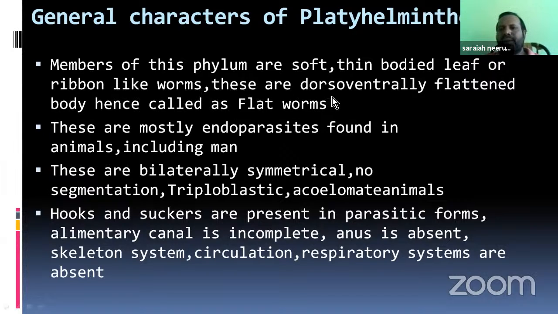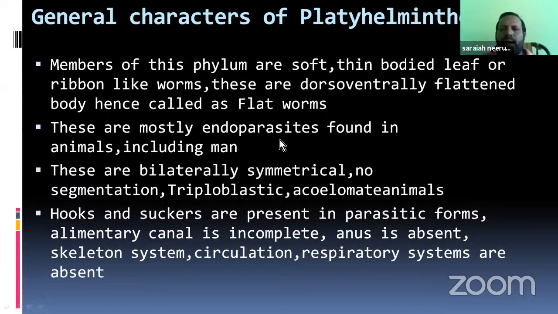These are dorsoventrally flattened. Dorsoventrally flattened means the animal's body has an upper and a lower surface that are flat. That's why the body is dorsoventrally compressed. It is called a dorsoventrally flattened body and is present in Platyhelminthes like the tapeworm, Dugesia, and Planaria. Both sides are compressed and the upper and lower surfaces are flattened, hence they are called flatworms.